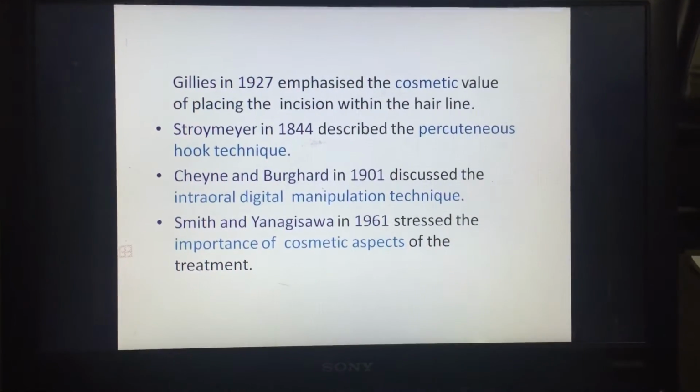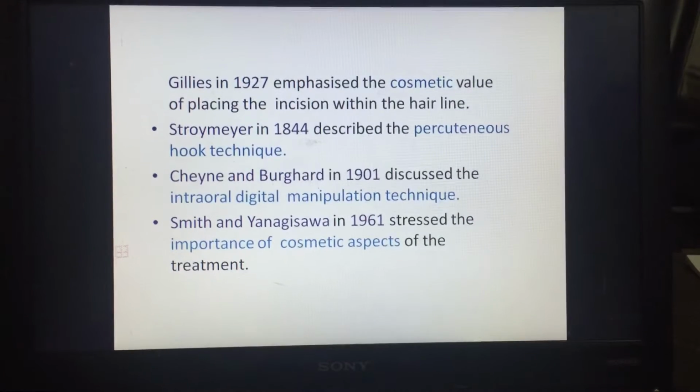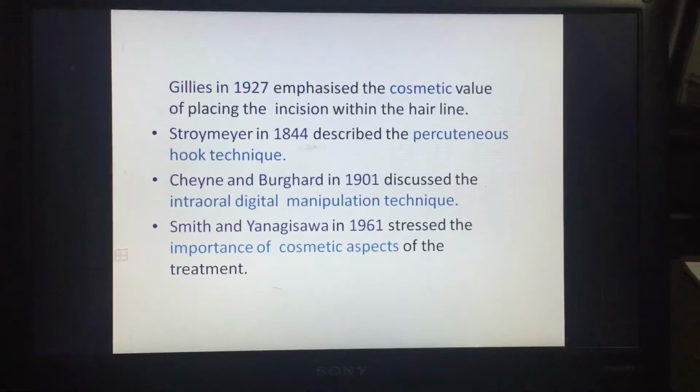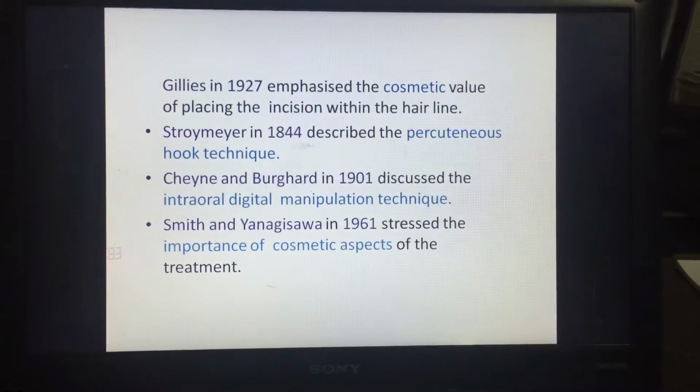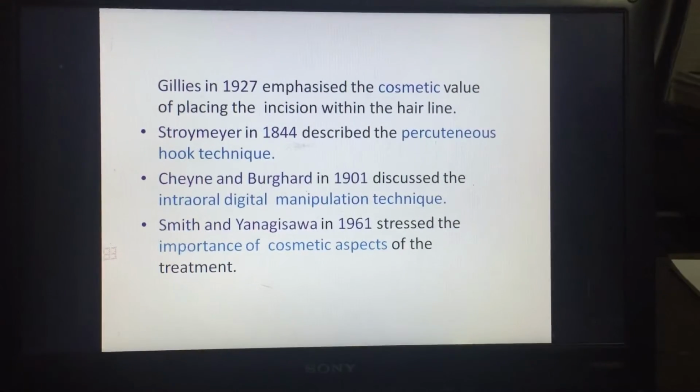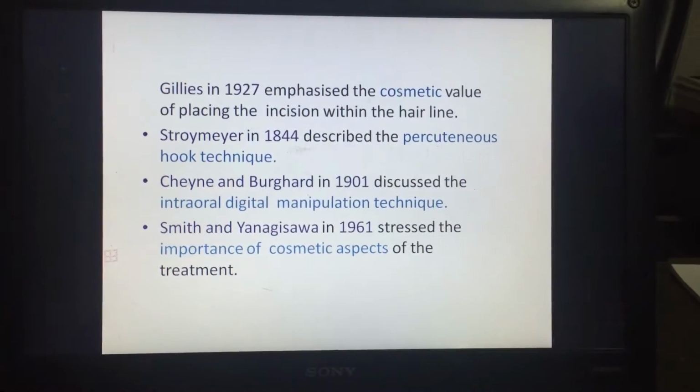Chemney-Burgard in 1901 discovered the intraorbital digital manipulation technique. Smith and Yanagisawa in 1961 stressed the importance of cosmetic effects of the treatment.